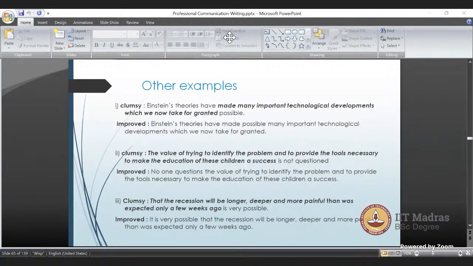What did you apply there, Shweshta? Did you use any particular principle or were you just giving a free hit? Oh, okay. Oh, you used parenthetic expressions. Very good. So the first part that Navid has told us was to invert the position, bringing it to the end. Then Shrestha used a parenthetic expression. She put in Einstein's theories, comma, which we now take for granted, comma, have made many important technological developments. Yes, that's also a very good method.